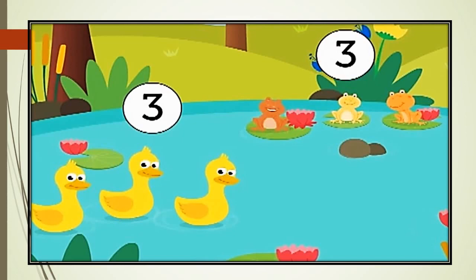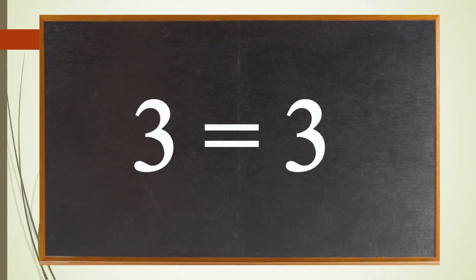How do we write this? We first write the number 3, then we put the equal to sign, then we write number 3 again. We read this as 3 is equal to 3.